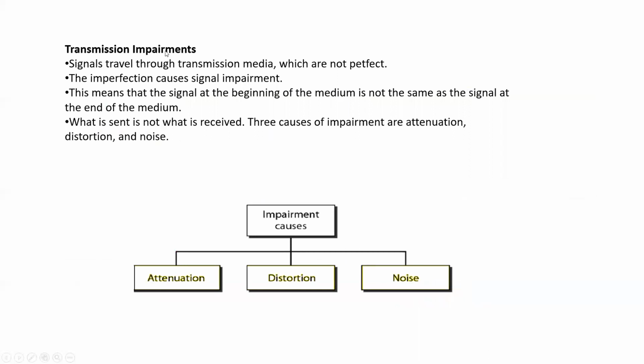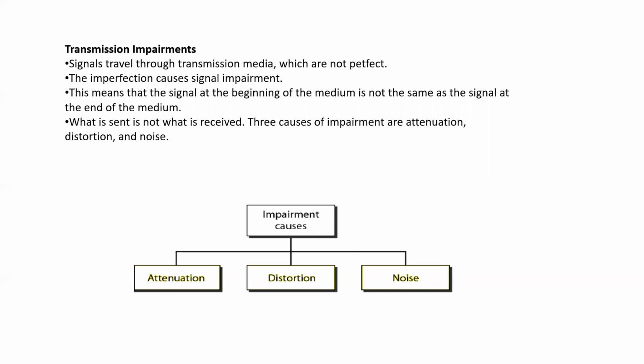Then transmission impairments. What are they? Impairments mean what happens when we are transferring the data from sender to receiver or receiver to sender. There is some scope for errors. Due to the medium, the sender may not be ready or the receiver may not be ready, or maybe the transmission media is not perfect. These are all the conditions which cause the transmission impairments.